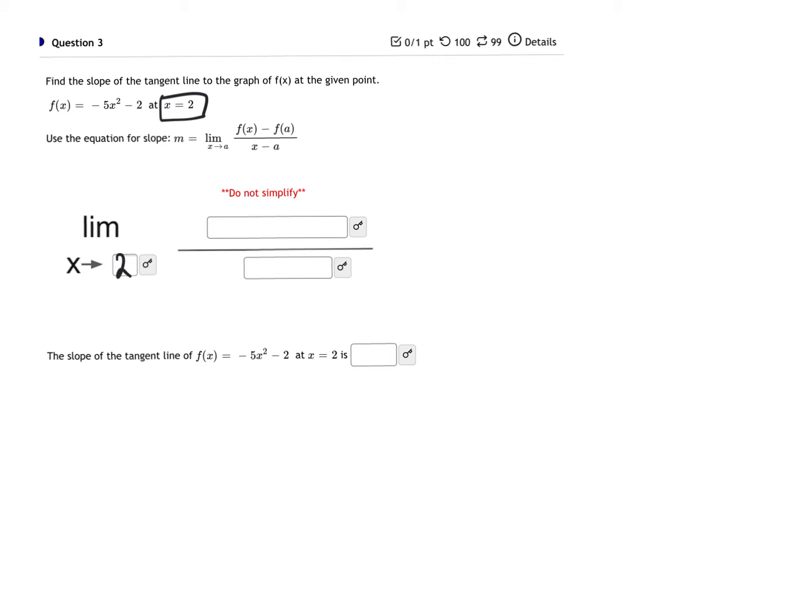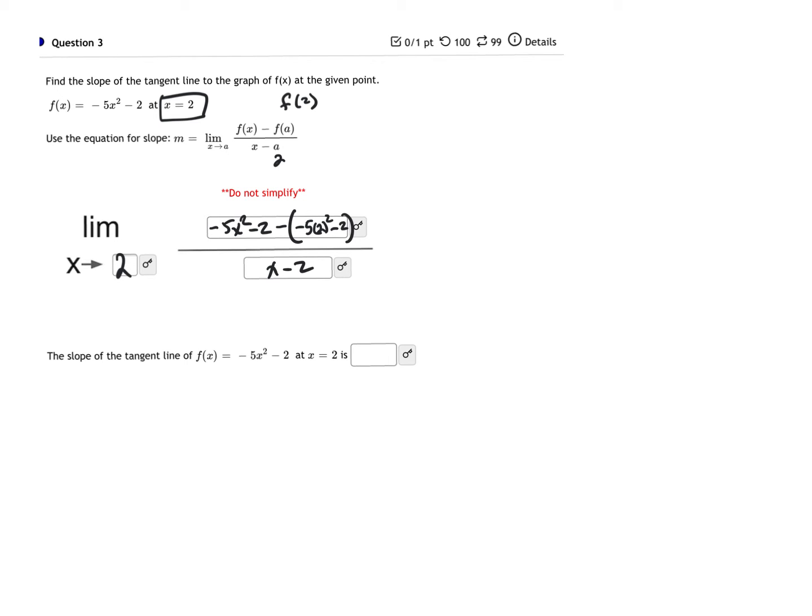Now, what I'm going to have on bottom is just going to be x minus a. Well, a is just 2, so f of 2 there and just 2 there. So this will just be x minus 2. Then on top, I'm going to do f of x, which is negative 5x squared minus 2, minus, and then in parentheses, f of a. So here, I'm just going to put a 2 in place of x. So that'll be negative 5 times 2 squared, and then minus 2.